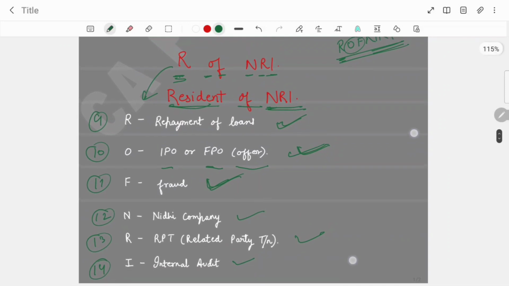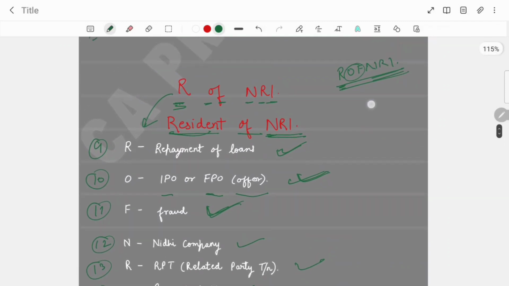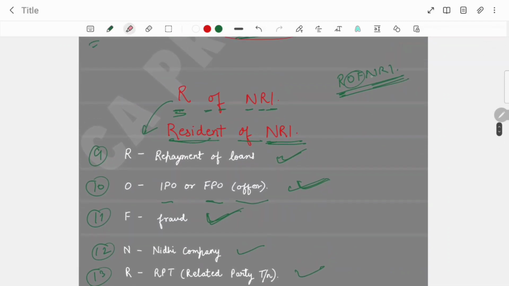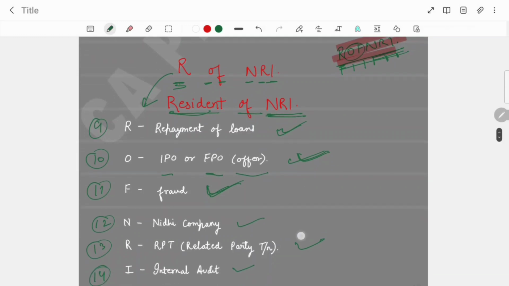Now if we revise R, O, F, N, R, I. From R it was resident, so repayment of loans. From O it is offer, that is IPO or FPO. From F fraud. From N Nidhi company. From R related party transaction. From I internal audit system.